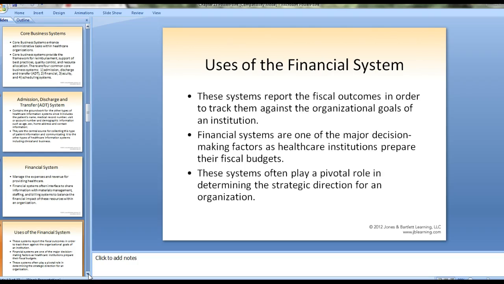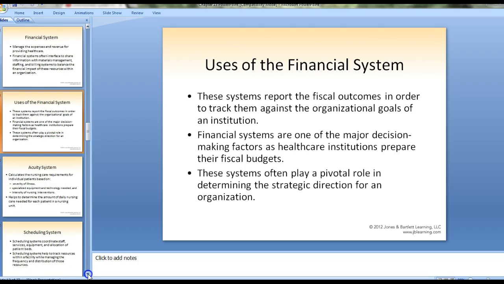So they are one of the major decision-making factors as healthcare institutions prepare for fiscal budget. If the budget doesn't get hit, maybe we're not going to have a mobile mammogram system, and that's going to affect how many people, and is it going to drive up costs 10 years down the road due to undiagnosed cancer? So they play pivotal roles in determining the strategic direction for an organization.